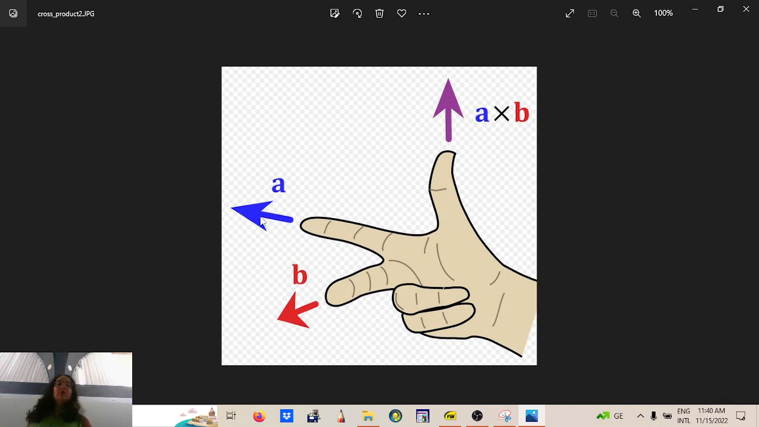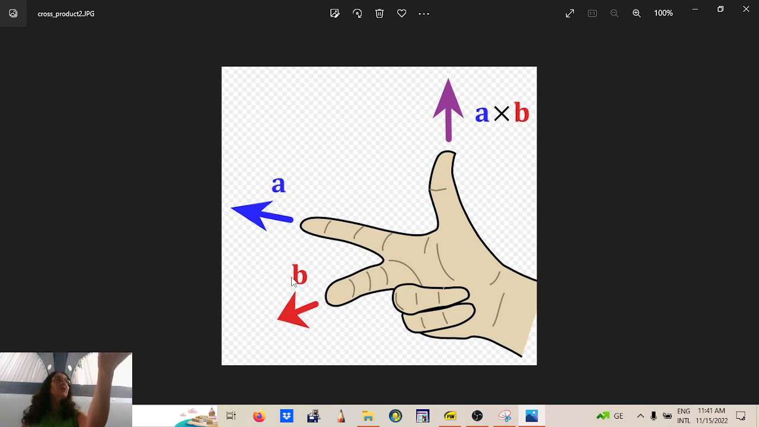Don't want to take one finger, two finger. And you want to do the cross product between A and B. So A is in this direction, B is in that direction. The cross product will be perpendicular to both. By definition, this is called the cross product.